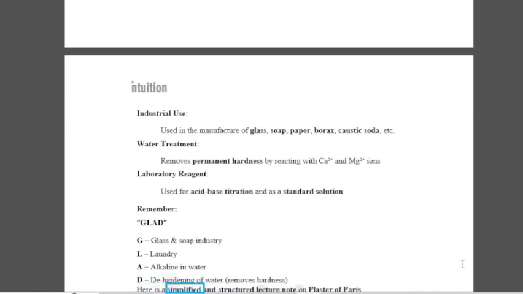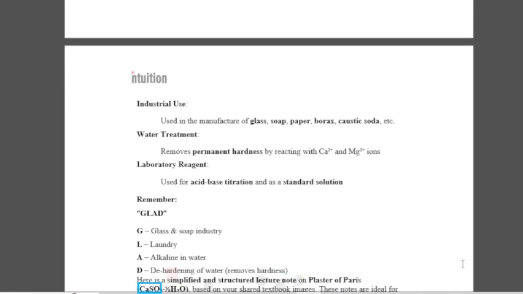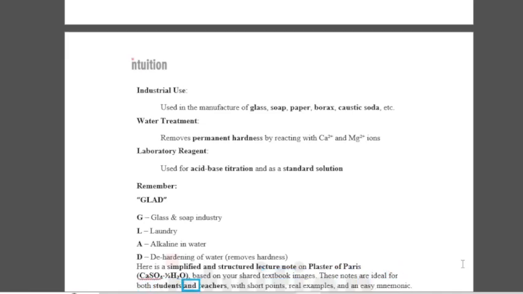Here is a simplified and structured lecture note on plaster of Paris, CaSO₄·½H₂O, based on your shared textbook images. These notes are ideal for both students and teachers, with short points, real examples, and an easy mnemonic.